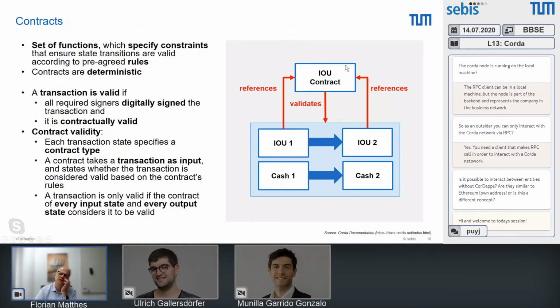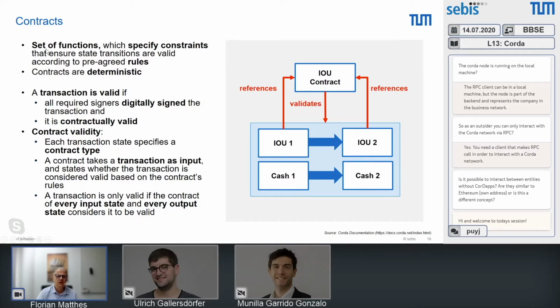Yeah, so therefore, essentially, to validate the transaction, the contracts now get access to the input information and the proposed output information, and then the contract can say yes, it's fine, or no, it's not fine, and I reject it. So this is more or less an integrity constraint somehow.